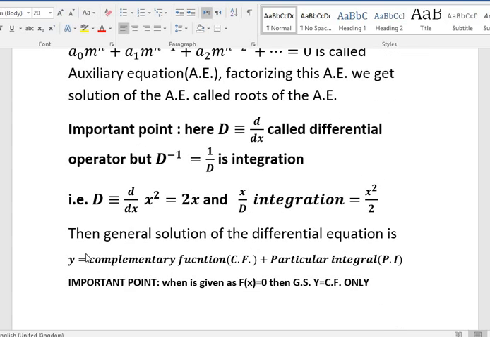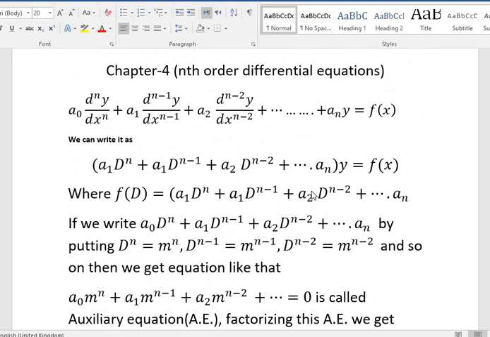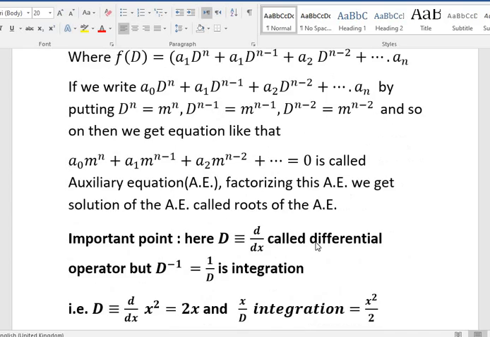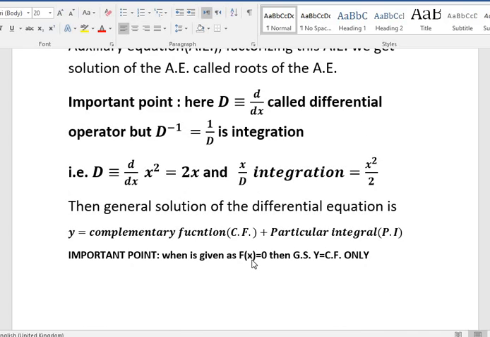That means y, the dependent variable here, equals complementary function, which we can abbreviate as c.f., plus particular integral, which we can write in short form as p.I. The general solution of the given differential equation contains two steps.